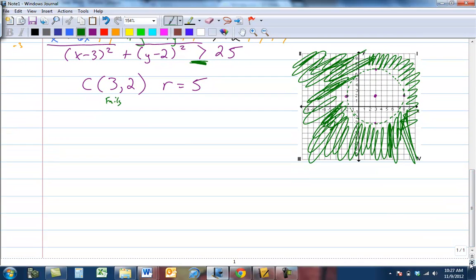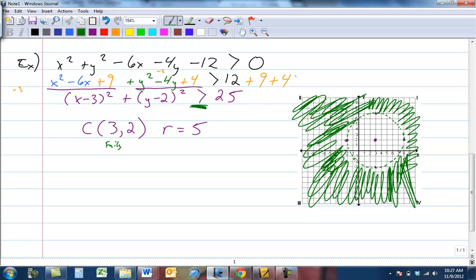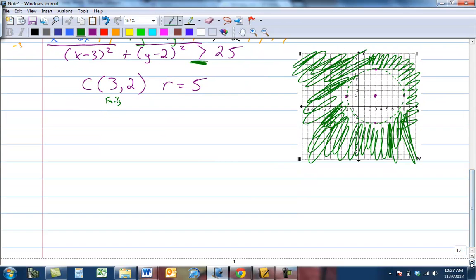All right, let's do a couple more examples. I know some of you might not have picked up on this the whole way, so let's practice that one more time. How about x squared plus y squared minus 8x plus 6y minus 56 is less than or equal to 0.